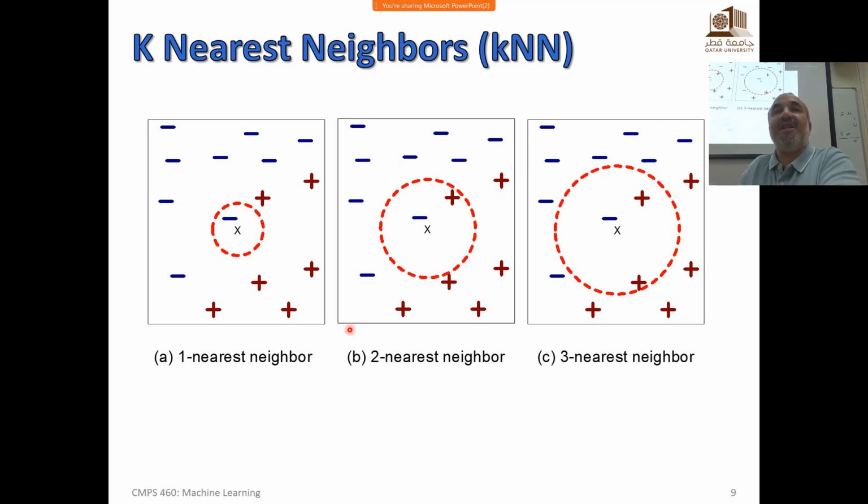Yes, just storing, just keeping the training examples. This algorithm, and you will see that in the next slide, is completely different from decision trees. In decision trees, we build a tree from the data, right? Here we don't do anything. In decision trees, we use the entire data for training, right? Here, we use the entire data for prediction.